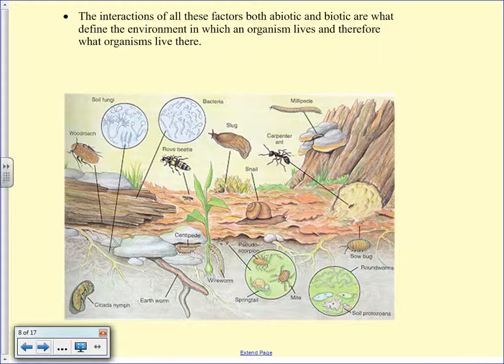So we've got wood roaches, cicada nymphs, and earthworms, which are always turning the soil over and aerating it. Snails are important decomposers, as are sow bugs, ticks and mites. Slugs, carpenter ants. Anyone ever seen these? They're big black ants and they bite hard. But they live inside dead trees, and they actually make tunnels through the trees.